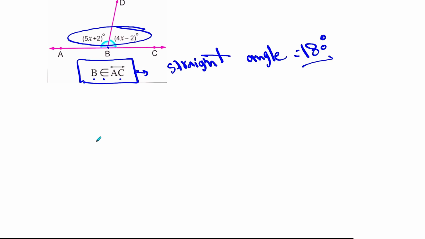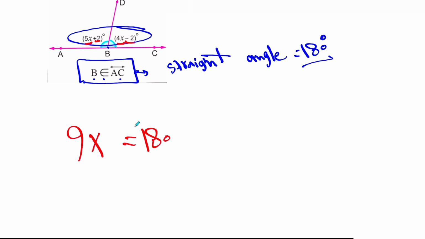Let's write them together so you don't get confused. We have 5x combined with 4x. That's a total of 9x. I have the constant term 2 with the other constant term 2, and the resulting value is 0. The entire expression, when simplified, ultimately equals 180. That's precisely what was stated in the problem.